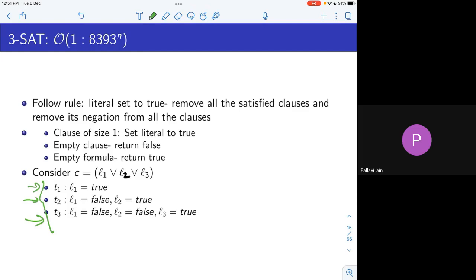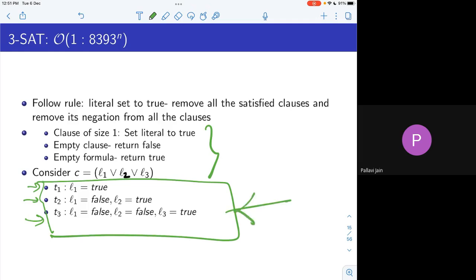Okay? So this type of branching we will use, where we are doing these three guesses. Whether L1 is true, if L1 is false, then whether L2 is true. If both of them are false, then L3 is true. These are our three guesses. So we will first apply our basic reductions, that we will check our basic rules: is any of the basic ideas satisfied? Do we have an empty clause? Do we have a one-size clause? And once none of that is true, we can apply this branching, these three guesses. We can try all these three possibilities. So this is my complete algorithm.